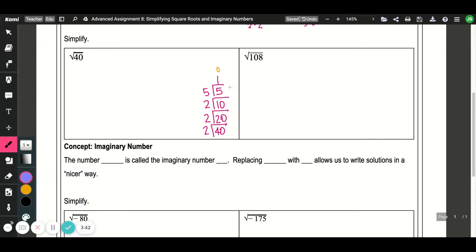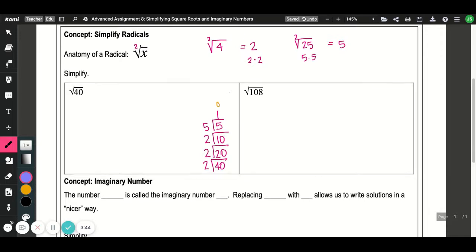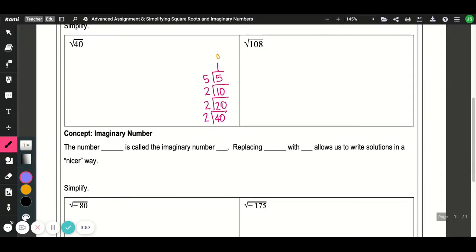So remember I said before, because it's a square root, that means it takes 2 of something, right? What number do we multiply 2 times? And then that number is no longer in the radical. So when we do this birthday cake, we're going to look for pairs of numbers, and then that number can come out of the radical. So I can circle right here a pair of 2s. That means that 2, that number, can come out in front of the radical.